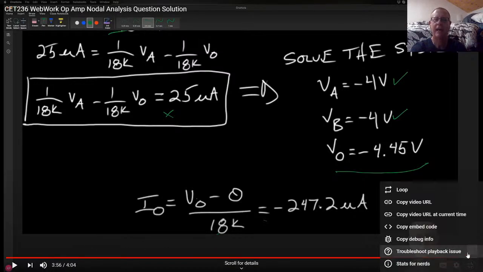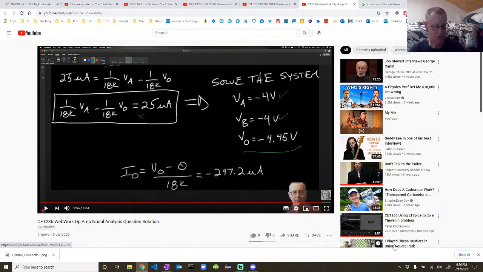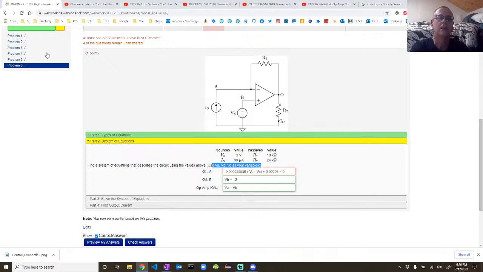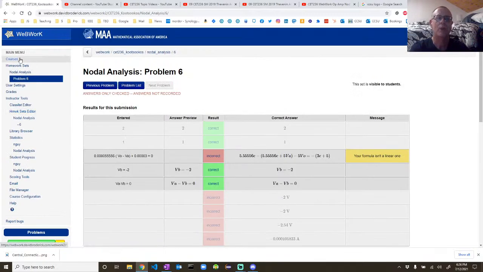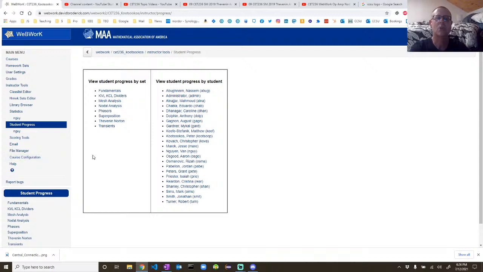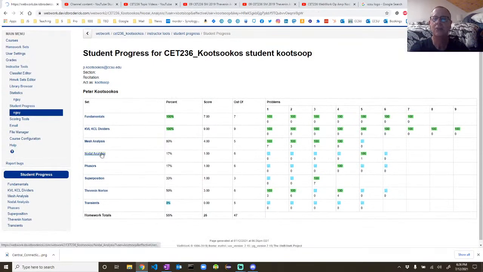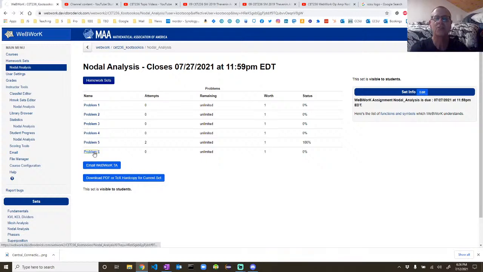Okay, and I have seen that there's at least one student who has been putting the right answer into WebWork, but they haven't been getting WebWork to accept it. So I suspect that problem may still be there. Let me just have a quick look at the nodal analysis question and see if I can look at problem 6.